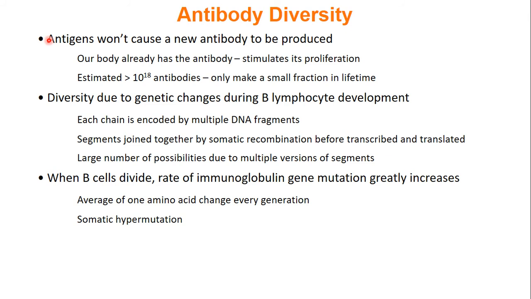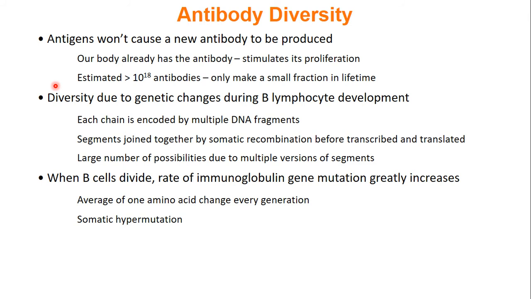Now, when you are exposed to a new antigen, your body won't create a new antibody. That's kind of weird to think about, but all the antibodies you need to look at every type of foreign antigen, your body already has, right? So our body, on estimate, can create 10 to the power of 18 different antibodies. However, each individual will only make a small fraction of that in their lifetime.